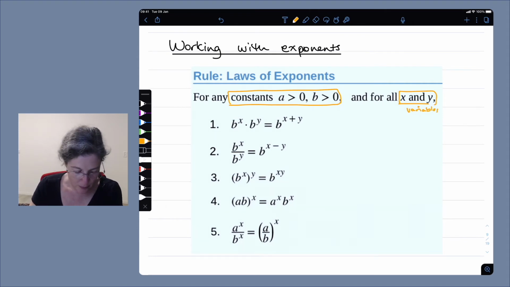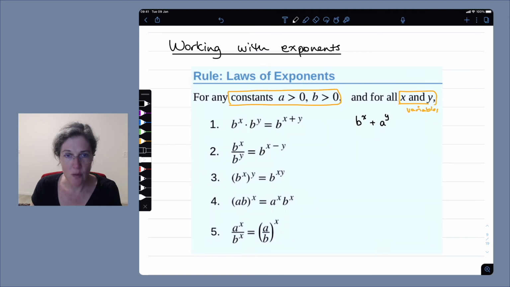One of the first things is that we can't really do anything if we have, for example, b to the x plus a to the y. We can't simplify it. If we had b to the x plus b to the x, then the best that we could do is say, well, okay, now we've got two b to the x's, so we've got 2b to the x. There's not a lot more that we can do. So adding exponentials isn't particularly interesting.